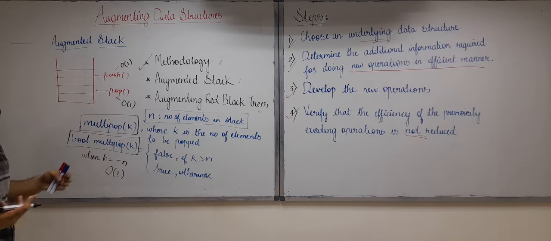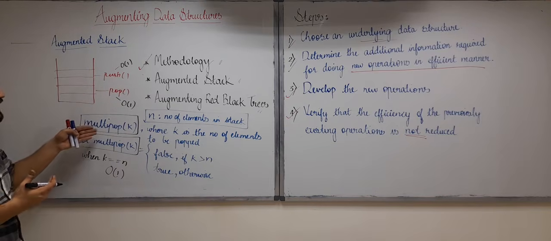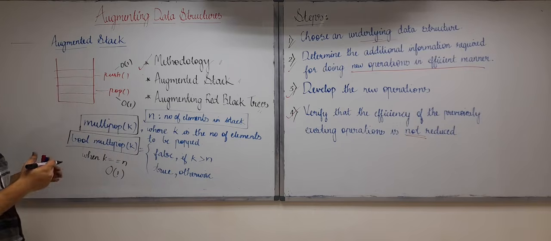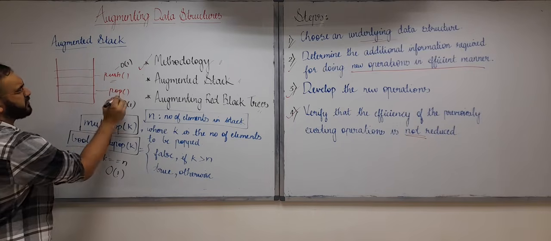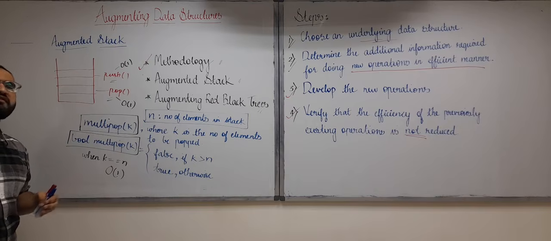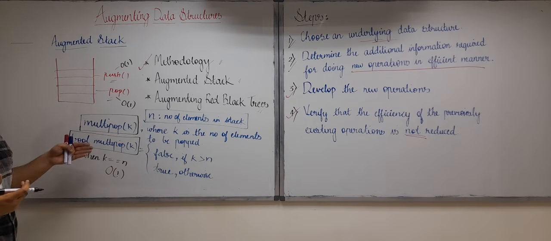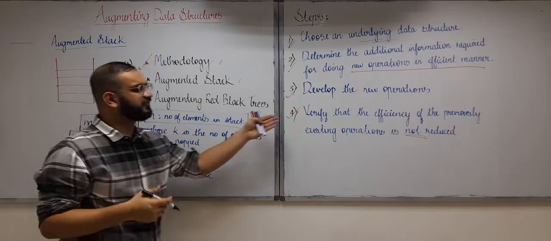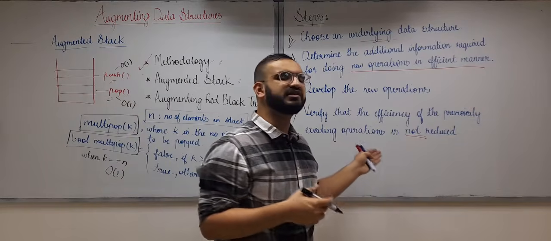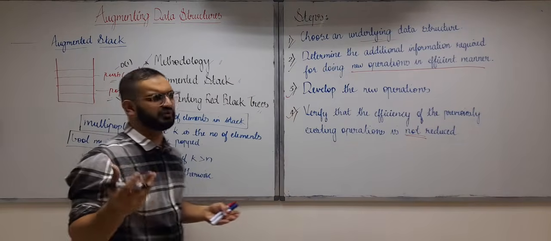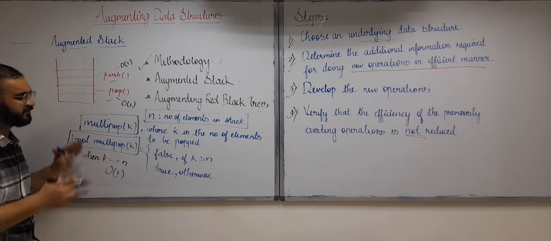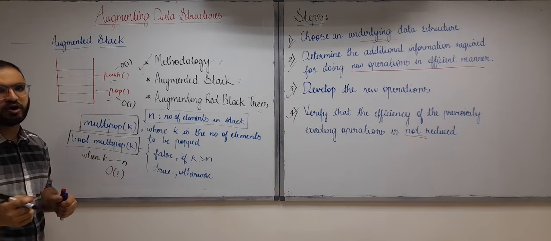Even if you think, you will understand that when we add a new operation like multipop of k, there will be no change in these operations, push and pop. They will work as they were working earlier, in order of one time, right? So of course, we also verified that the efficiency of the previously existing operations is not reduced, as you can see in this case. So this was a very simple example of augmented stack.